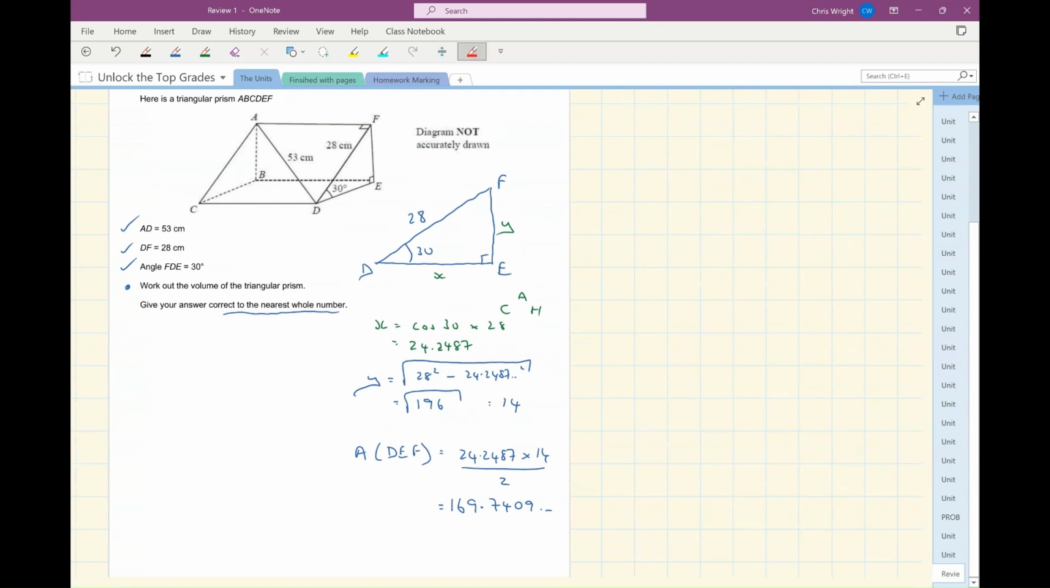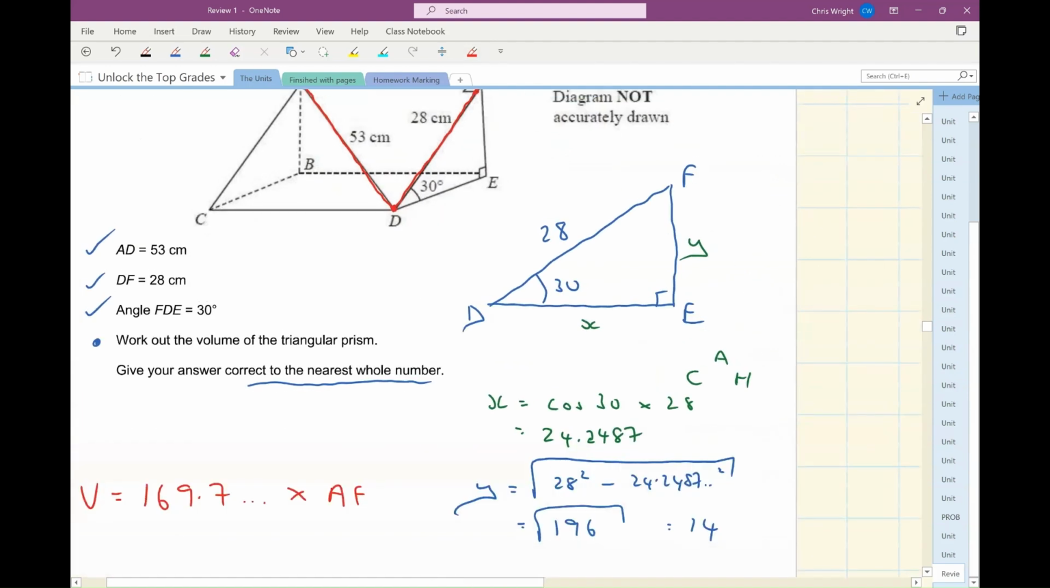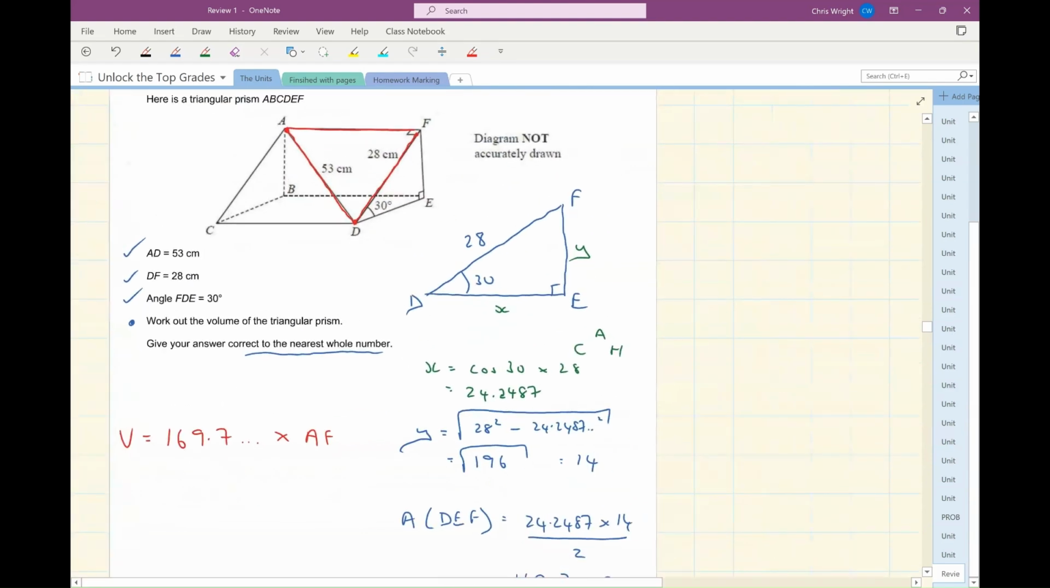Now, I need to find the volume, don't I? So the volume is going to be the area, 169 and so on, times by this length here, isn't it? CD, or AF, I guess. I'm going to say AF, because I'm going to find AF by looking at this right angled triangle here, from A to D to F to A. Let's just draw that triangle there. So I'm going to put F down here. So that's F, that's A, and that's D. And you've got a right angle at F.